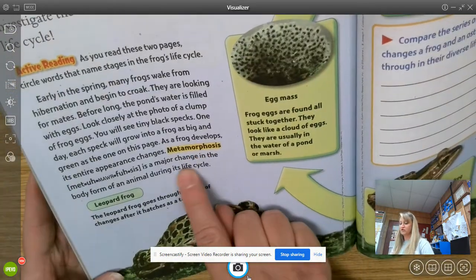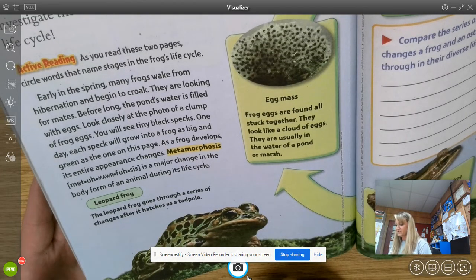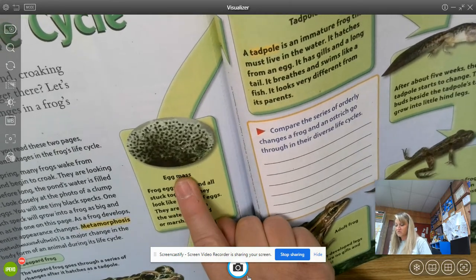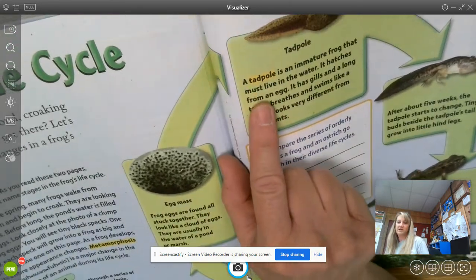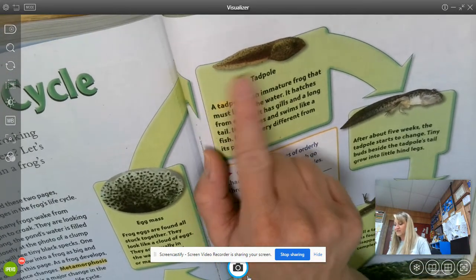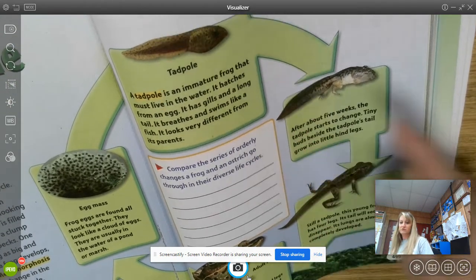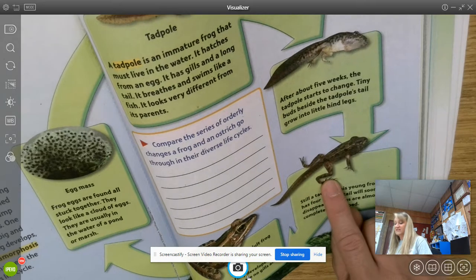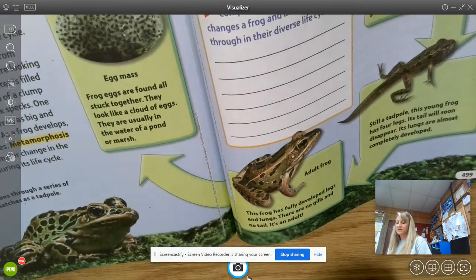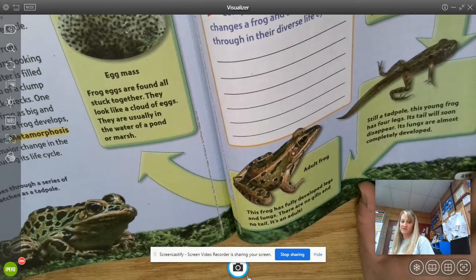Metamorphosis is the actual major change in the body of an animal during its life cycle. So here's an example right here. There's eggs, which don't look like the adults at all, that turn into a tadpole, which is an immature frog, and still does not look like a frog. It has a tail. Then it grows hind legs, the tail's still there. Then it grows front legs, the tail's still there. Then the tail disappears, and then it's an adult frog. So the metamorphosis is a complete, major change in the body of an animal.